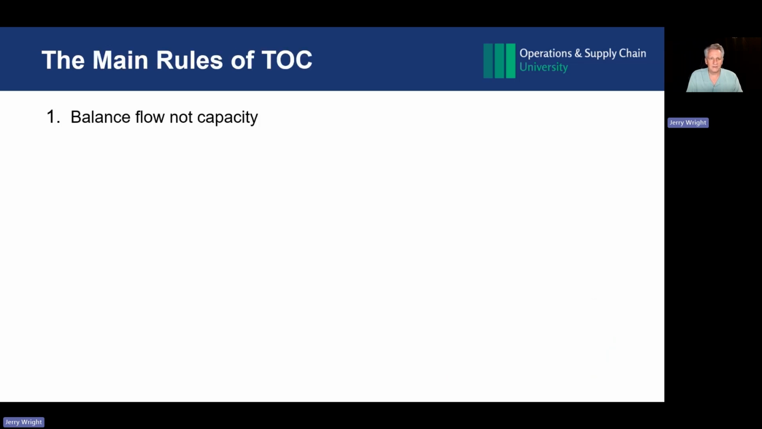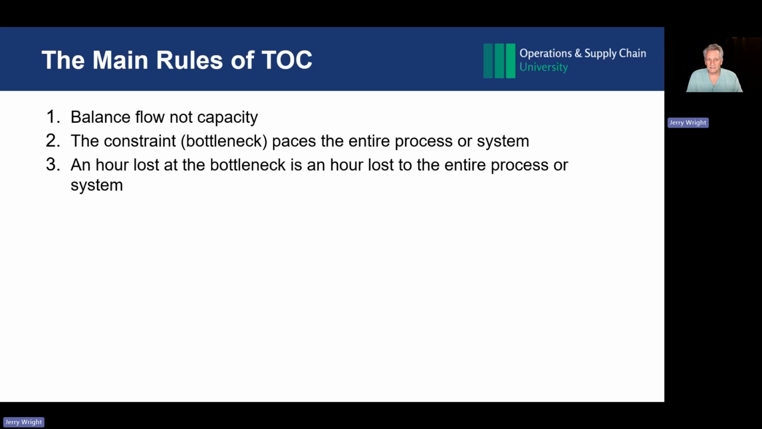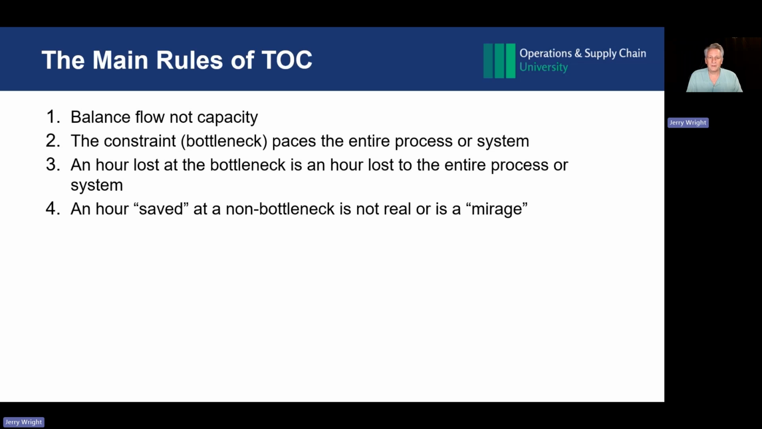Now, the main rules of TOC is you want to balance flow, not capacity. We need to be able to flow things through our process. The constraint or the bottleneck paces the entire process or the system. An hour lost at the bottleneck is an hour lost to the entire process or the entire system. And an hour saved at a non-bottleneck is not really real. It doesn't do anything for you. It's what they call a mirage.